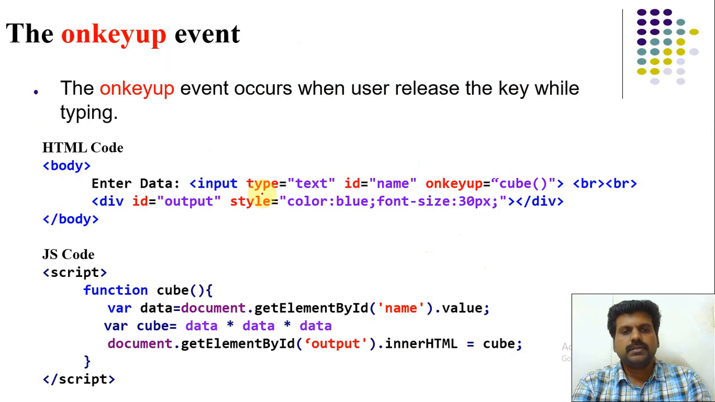Next, similarly, we can also use the onkeyup event. The onkeyup event occurs when the user releases a key while typing. So when you type and release the key, this event will occur. For example, assume that you want to see the output as you type. Now let's see how to do this with onkeyup.